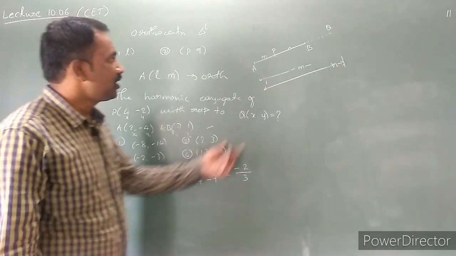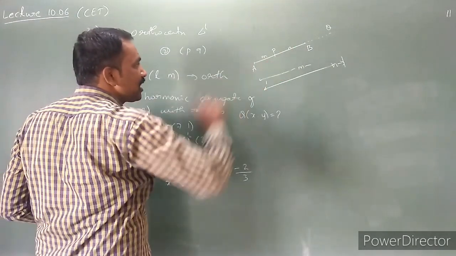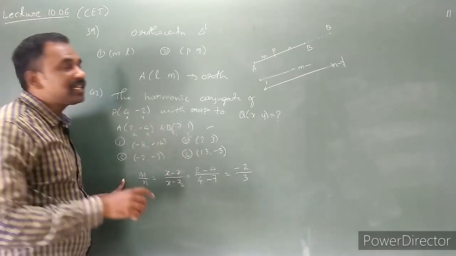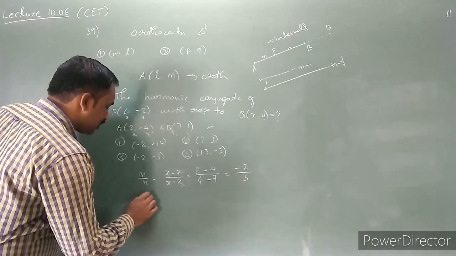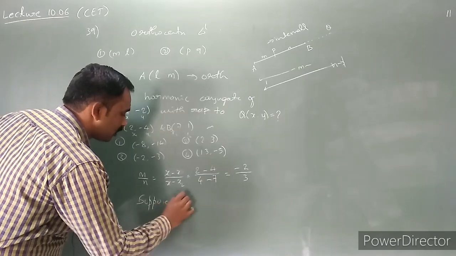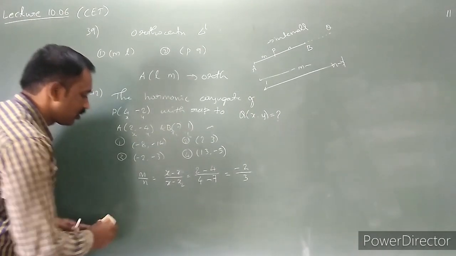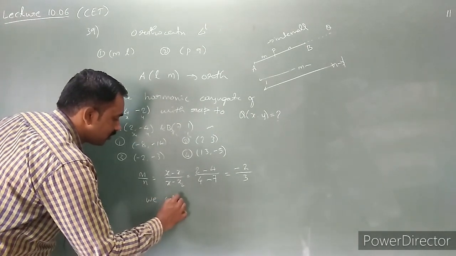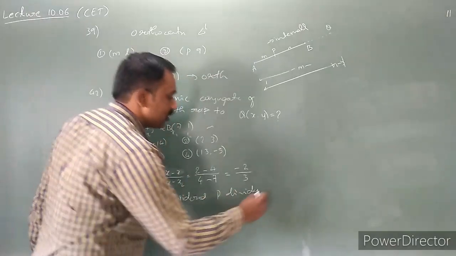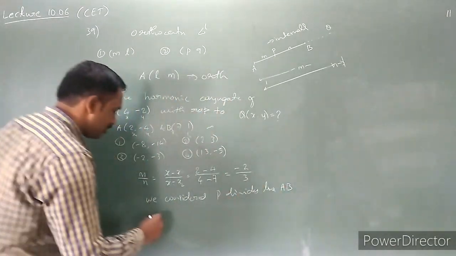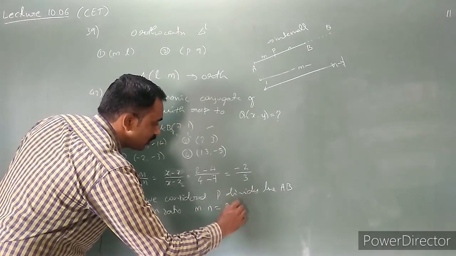Minus 2 by 3 is actually the external division here. But what we have to consider is that P divides the line segment AB in the ratio m is to n internally. Now suppose we consider that P divides the line segment AB in the ratio m is to n, which is equal to 2 is to 3 internally.